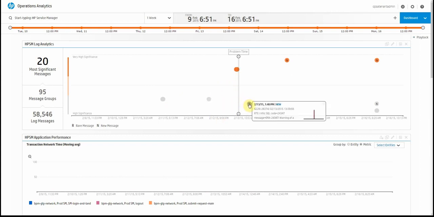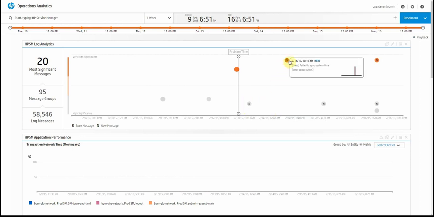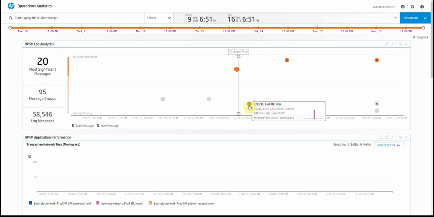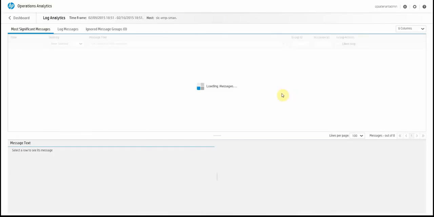In this case, what we really want to cue in on is this grouping that has an N in it. It's not a critical message like these ones up here are, but it's an N standing here for new. You can see the new indicator there. And this occurred roughly 1:40 in the afternoon on the 13th. So let's take a look at that and see what we come up with.